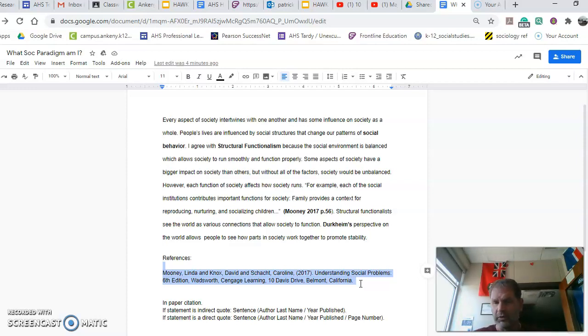20 points. Ultimately, the references are worth 4. The citation is worth 2. The terms and theorists are worth 2. And the opening and close is worth 2, 1 point each. And that leaves the meat of your ideas to be about 10 points, total of 20.